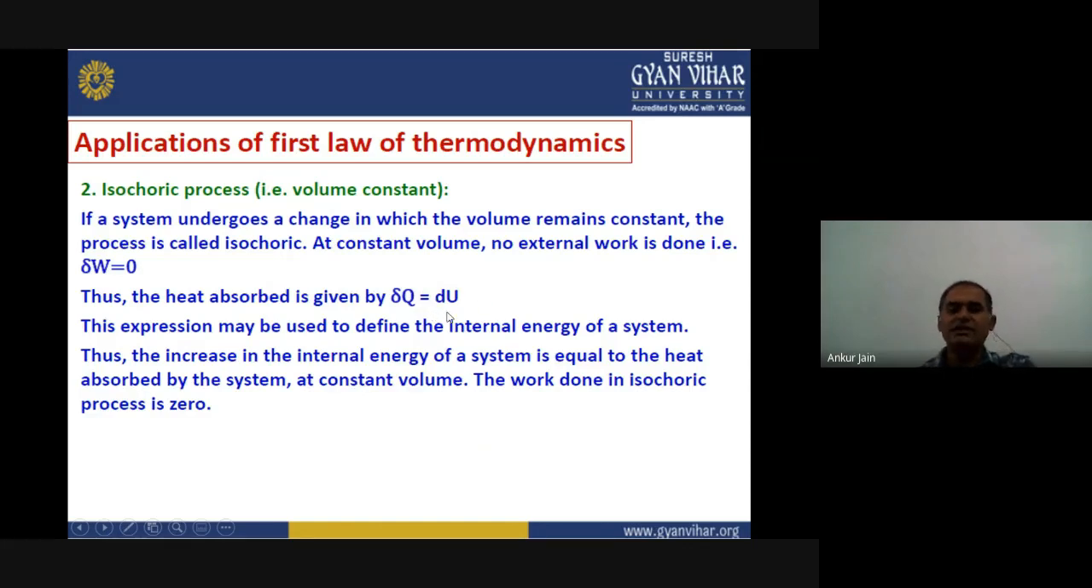We can define the change in internal energy of the system in terms of supplied heat. How can we define it? The increase in the internal energy of a system is equal to the heat absorbed by the system at constant volume. Here volume remains constant, so the work done in an isochoric process is 0, right? These two points we can conclude from the first law of thermodynamics.